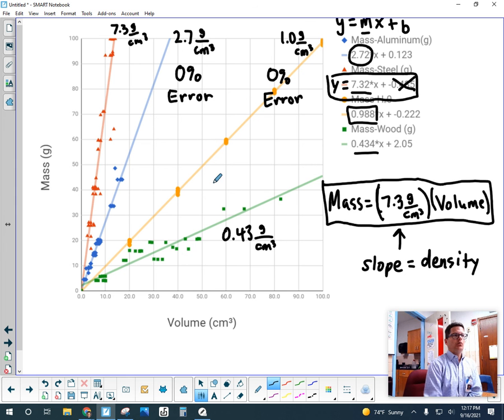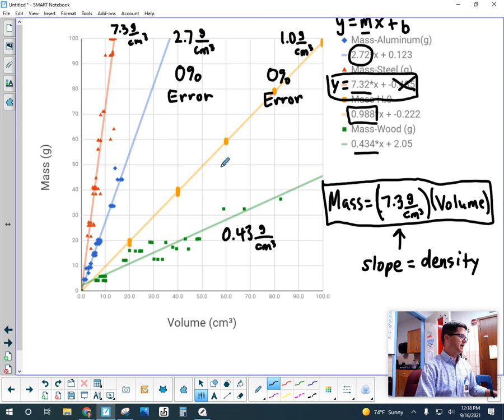Now, I can't do that for wood or steel. Wood and steel are not pure substances. There's not just one type of steel. Steel is a mixture of mostly iron and then other elements that are mixed in with it to help it have the properties that they want for a certain job. So steel that might be used for building construction has a different recipe than steel to maybe make a car frame or something like that.